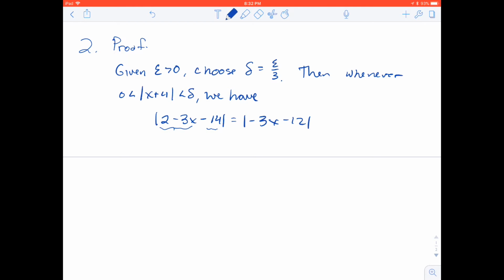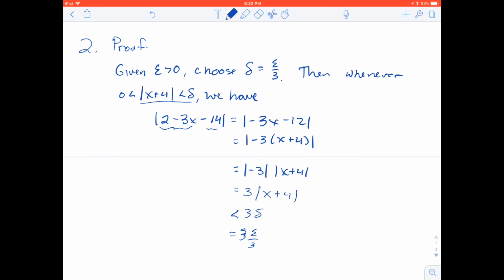The absolute value of 2 minus 3x minus 14 is equal to the absolute value of -3x minus 12, which is equal to the absolute value of -3 times x plus 4, which is equal to the absolute value of -3 times the absolute value of x plus 4, which is equal to 3 times the absolute value of x plus 4. And this is where we can use our given, that x plus 4 is going to be less than delta. So we replace x plus 4 with delta, and we use the fact that we chose our delta to be epsilon over 3, and we can see that cancels, and we'll get epsilon.